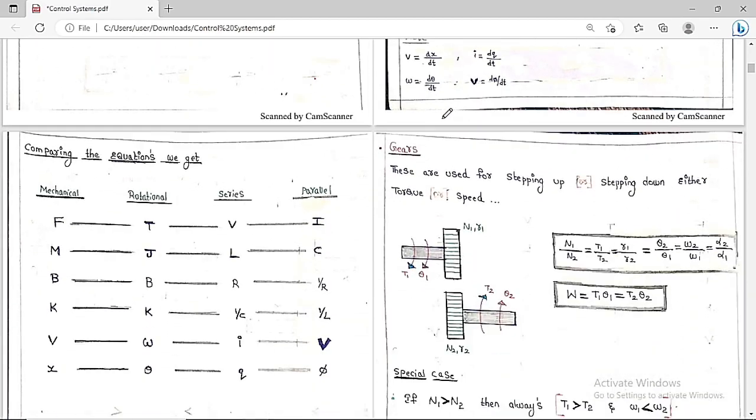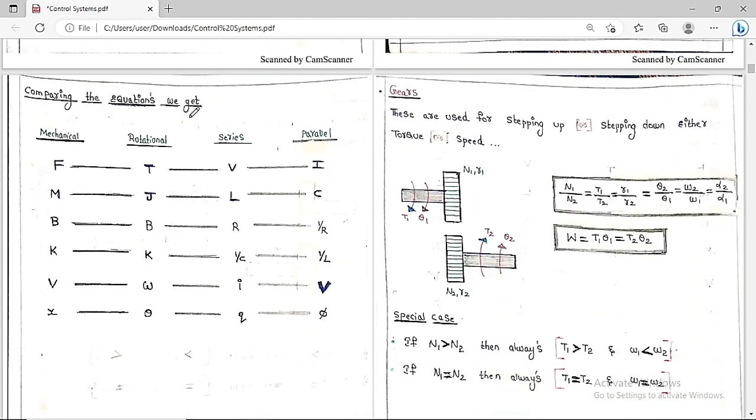So the same thing I have written. By comparing the equations for the different types of systems, for the mechanical system, for the rotational system, for the series system, and for the parallel system, we have got that force is analogous to torque, torque is analogous to voltage, and voltage is analogous to current. Mass is analogous to moment of inertia. Moment of inertia is analogous to inductor. Inductor is analogous to capacitance. Damping coefficient is analogous to damping coefficient. Damping coefficient is analogous to resistor, and resistor is analogous to the reciprocal of resistance, or conductance.